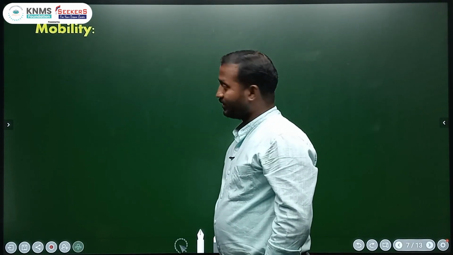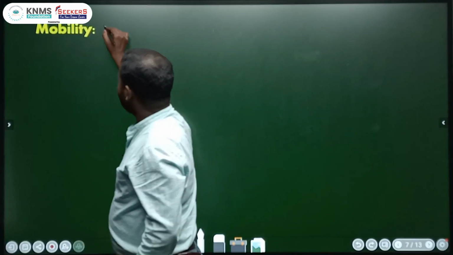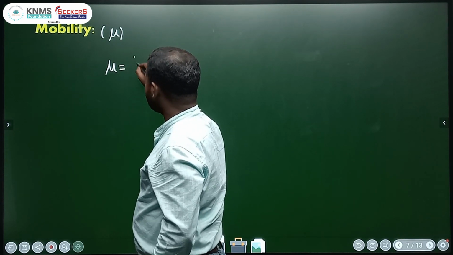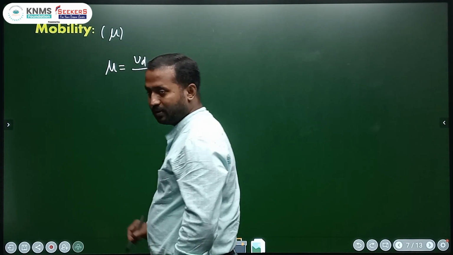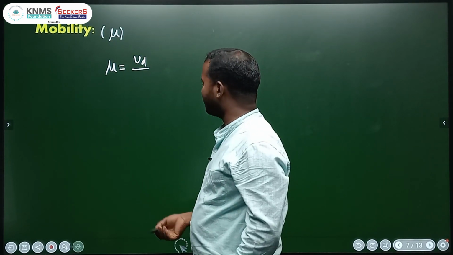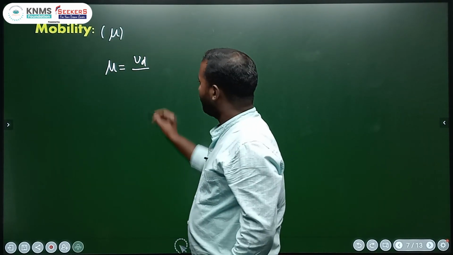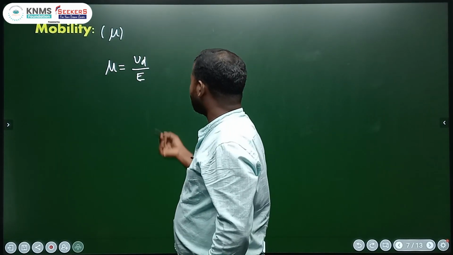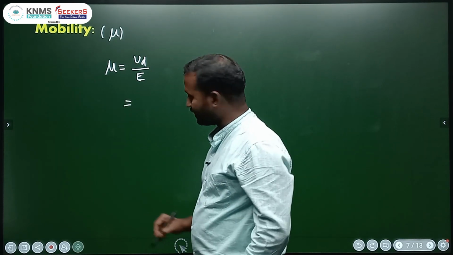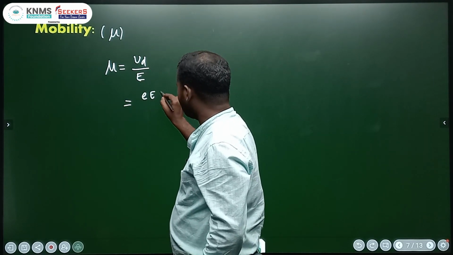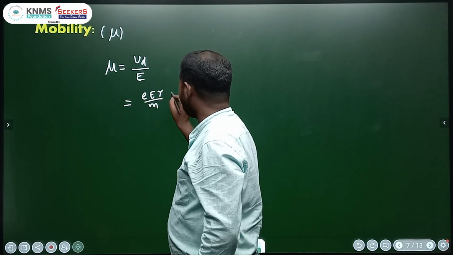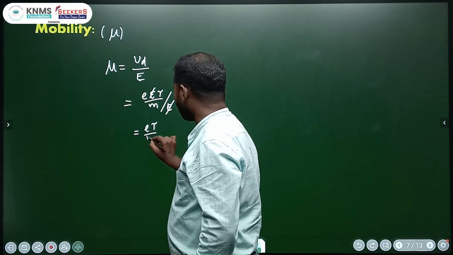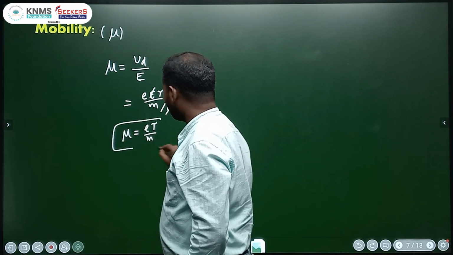Okay. What is mobility? Let us understand this. Mobility is represented with mu. Mu is nothing but how much drift velocity is gained by these electrons or charge carriers in a conductor because of the external electric field, per how much electric field you are applying. That is your mobility. You have seen that the drift velocity is eE tau upon m, divided by E. This E and that E get cancelled, so it is e tau upon m. So this is the mobility expression.